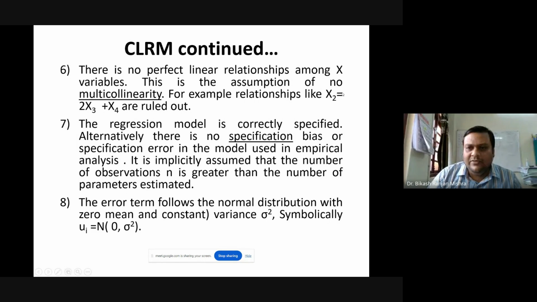For example, the variable mentioned here, x2, is technically a linear combination of x3 and x4, where the coefficients of x3 and x4 are 2 and 1 respectively. So x2 is somehow interrelated with x3 and x4, and in that way x2, x3, and x4 are interrelated. So there is a possibility of a multicollinearity problem, meaning they may affect each other. Anyway, we will discuss this in detail in the subsequent diagnosis part. From the very beginning, the CLRM avoids the multicollinearity issue.